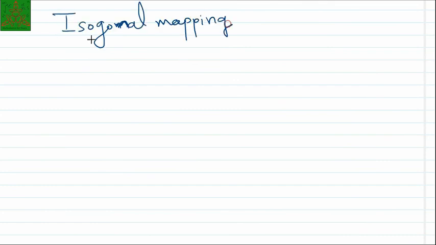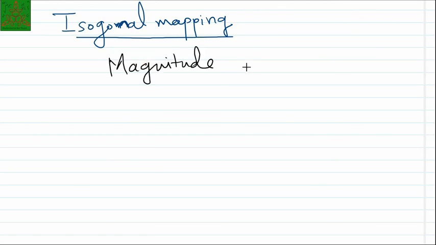Now the next definition is about the isogonal mapping. What is an isogonal mapping? It is the mapping which preserves the angle only in magnitude, not in sense. So magnitude preservation is there, but not the sense. That means the direction of the angle does not make a difference, just the magnitude is the same. Then we say that such mappings are called isogonal mappings.